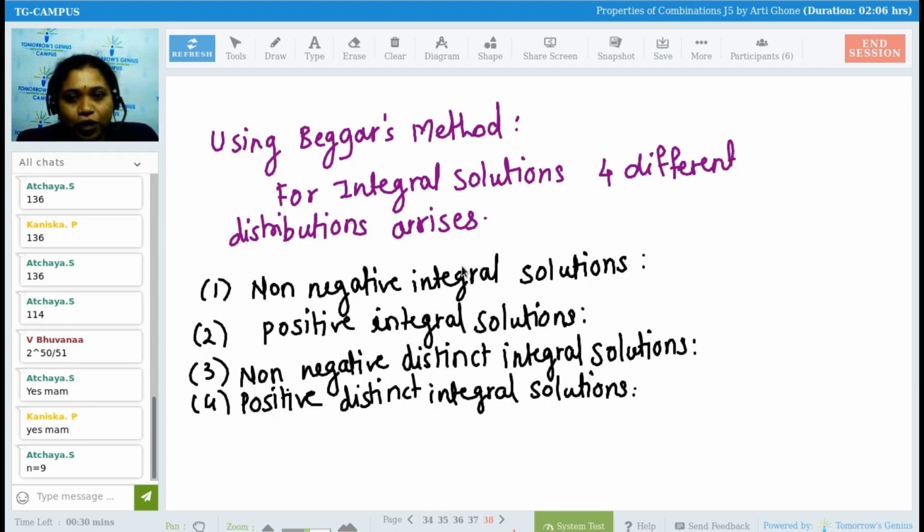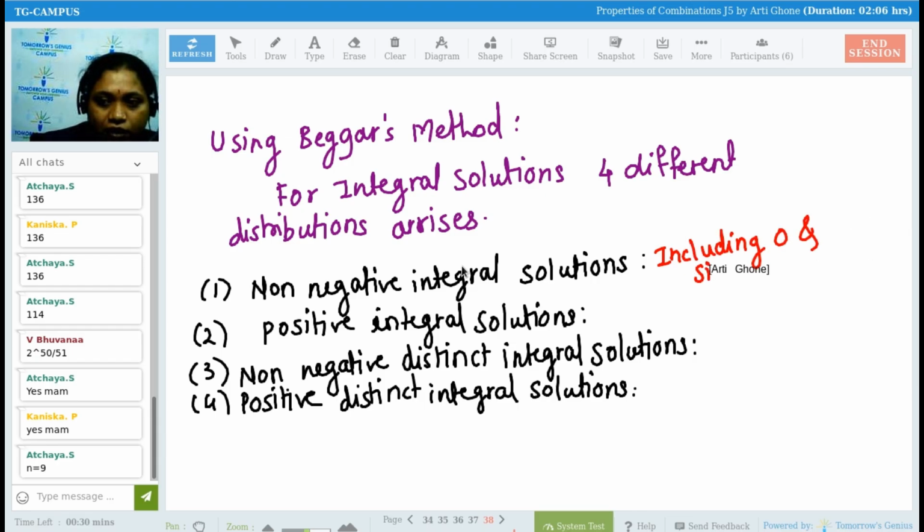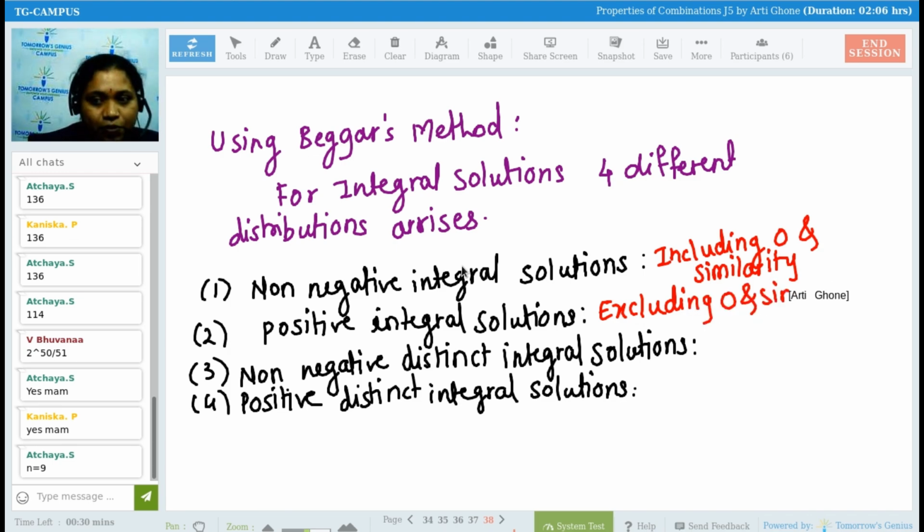जब भी आपको ऐसा केस आएगा नॉन नेगेटिव इंटीग्रल सॉल्यूशन, Sorry, non-negative integral solution means zero will be counted in it. So this one is including zero and similarity. Clear? Okay, positive integral solution: similarity will be allowed but zero will not. So it is excluding zero and with similarity. Excluding zero is the only condition, meaning similarity is okay with a positive integral solution.